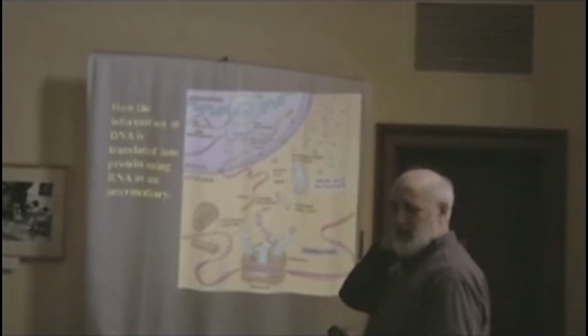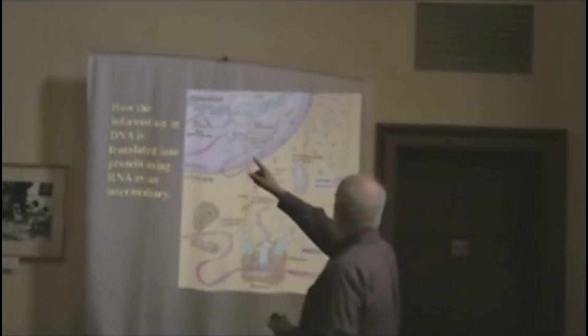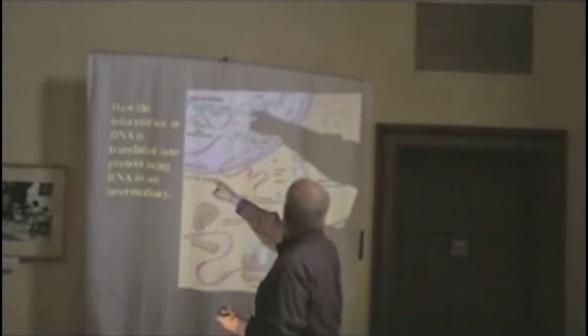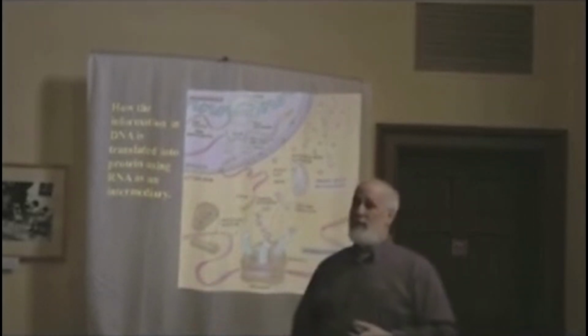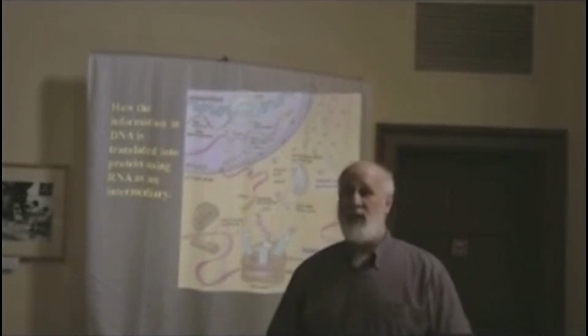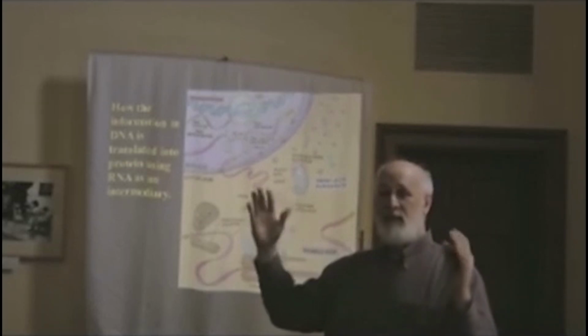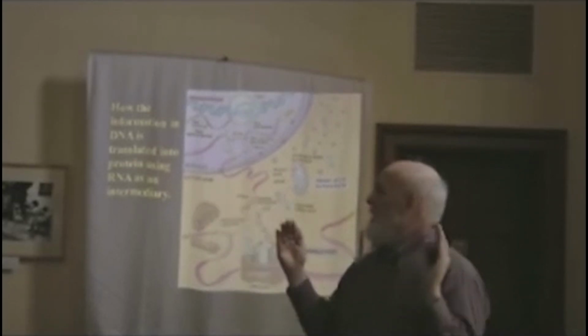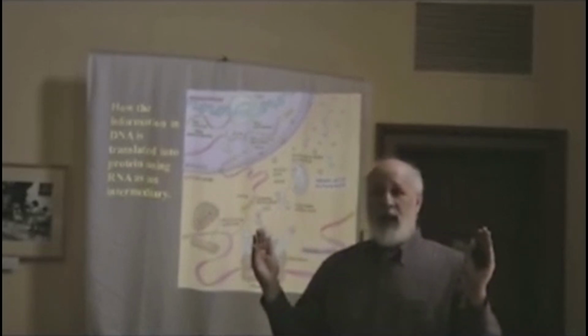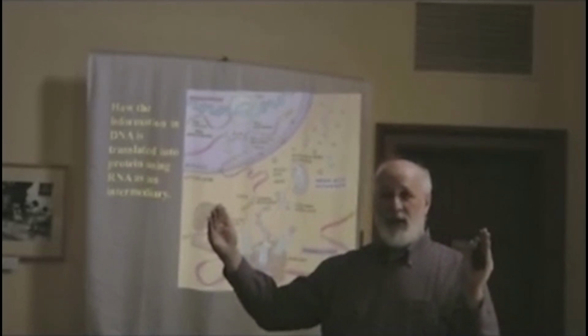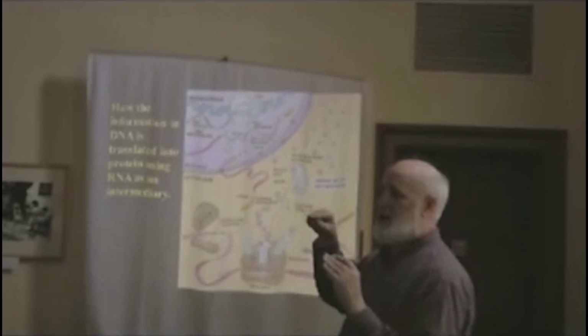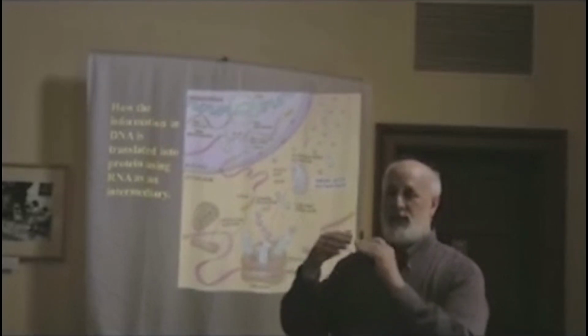Okay, so this is what happens. You have DNA, and there's an enzyme called RNA polymerase, which makes RNA. So it splits apart the double helix, copies one side, and makes a piece of RNA. Turns out there's non-coding stuff in that piece of RNA, so there's little bodies in there that snip it out and put it together.